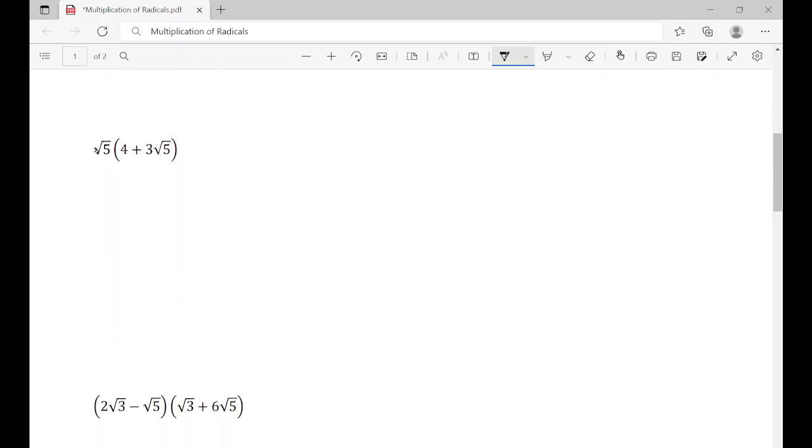Now we have square root of 5 distributing into 4 plus 3 root 5. So everything is just going to distribute in, but the same rules still apply. There is an understood 1 here as the coefficient, so we can do 1 times 4, which will give us 4. And since this doesn't have a root, we're just going to say it's root 5. So root 5 times 4 is 4 root 5.